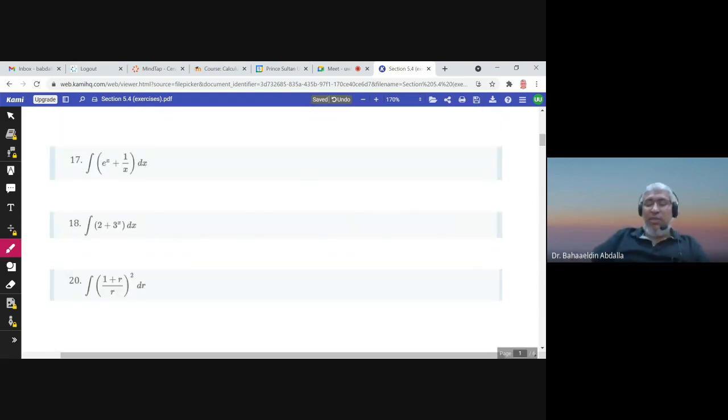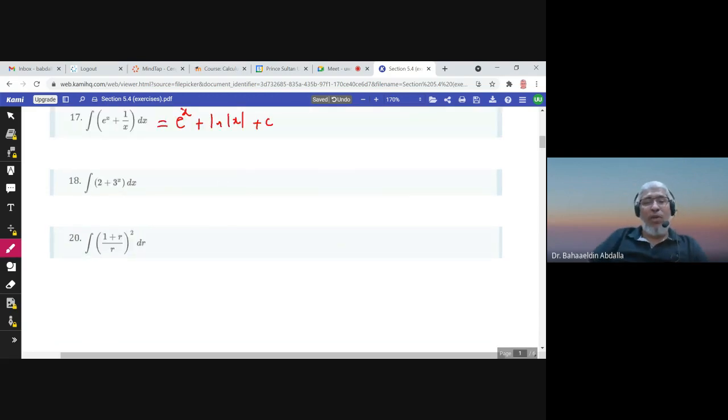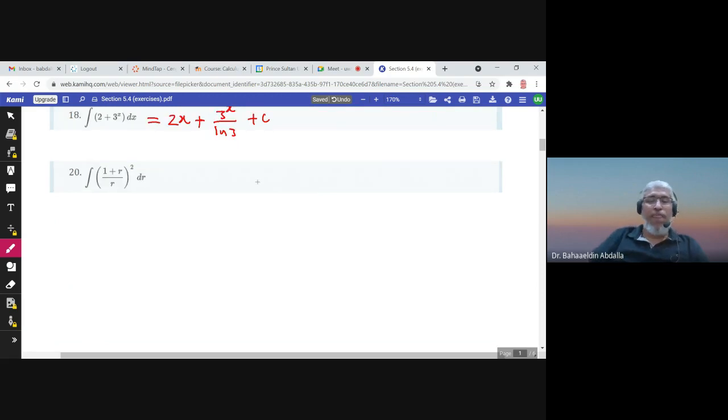Here, the integral of e to the power x is just e to the power x, and the integral of 1 over x is ln absolute value of x plus c. Here, the integral of 2 is 2 times x, and the integral of 3 to the power x is 3 to the power x over ln 3 plus c.